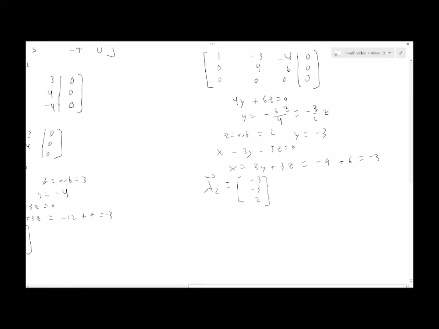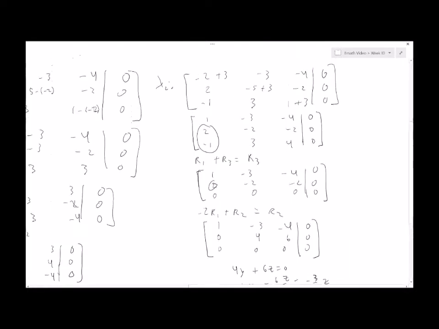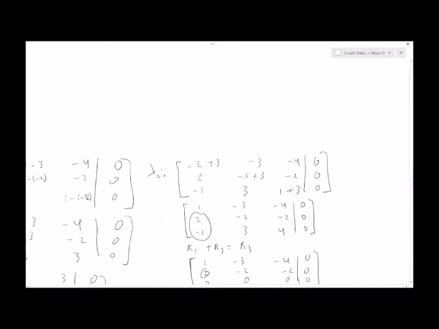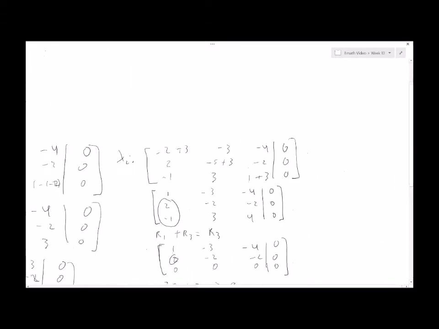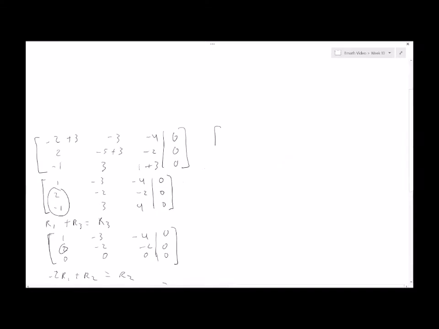Alright, so we got our eigenvector 1 and 2. I guess I'll just do the third one just for kicks, just for funsies. So negative 2 plus 1, negative 3, negative 4, 0, 2, negative 5 plus 1, negative 2. Again, it's plus because it's a negative eigenvalue, so the minus and the negative cancel out to give you a plus.